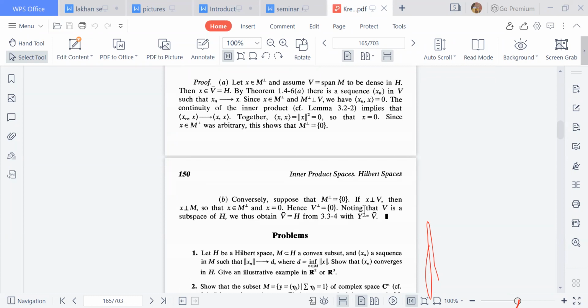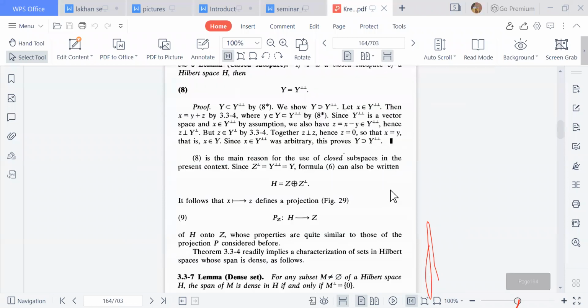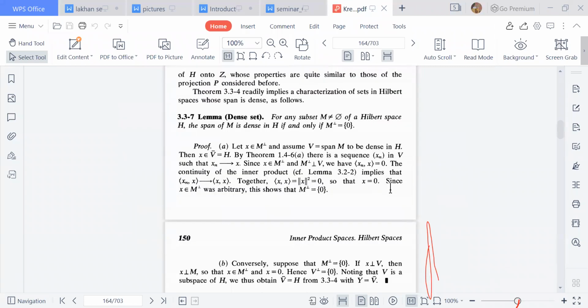As V is a closed subspace of H and V complement is equal to the set containing only zero element, closure of V is equal to capital H, because complement of V contains only zero element. Hence we prove that V is dense in capital H, but V is equal to span of M. Hence span of M is dense in capital H.